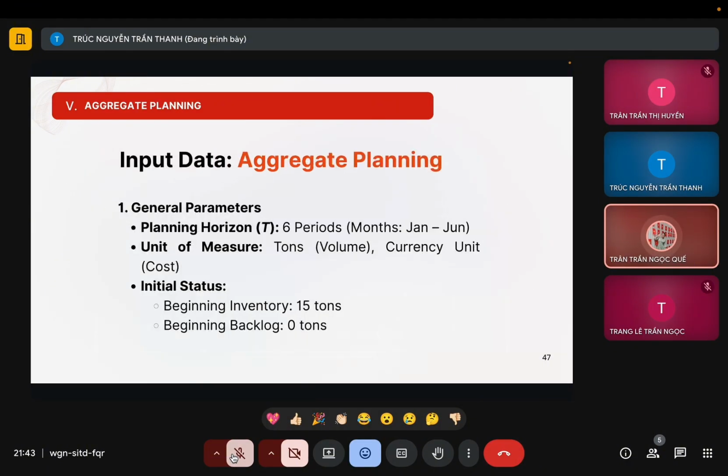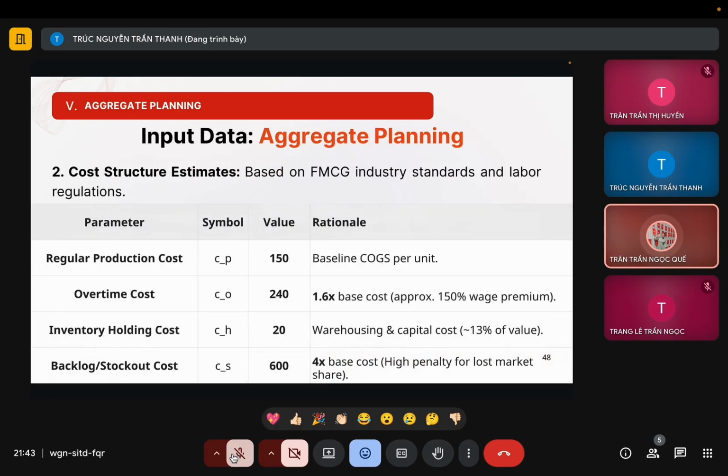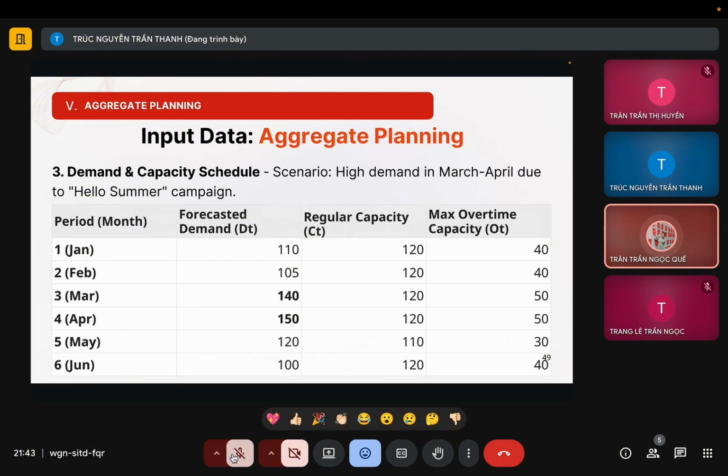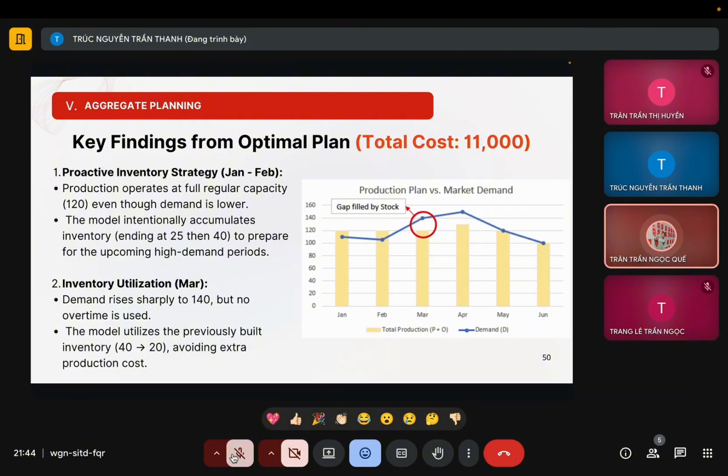Next, the model covers the first half of the year, starting with a 15-ton safety stock and zero backlog. Globally, the stock-out penalty is set at 410 basis points because losing stock means losing market share. To handle the summer demand spike in March and April exceeding their standard capacity, they use flexible overtime. They use their simulation model to find the optimal strategy that strictly follows their factory production limits.